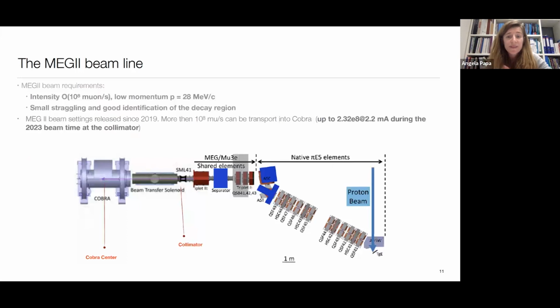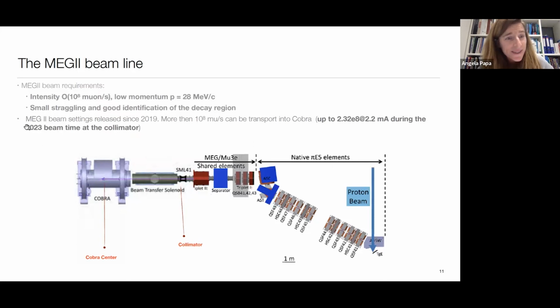So the first element in order to perform this kind of experiment is to have as many muons as possible. And what we are doing is to collect them from the target where the muons are produced after the proton impinges on a carbon target. So we select and transport these muons up to the center of our apparatus, which is represented here by this special magnet that we call COBRA.